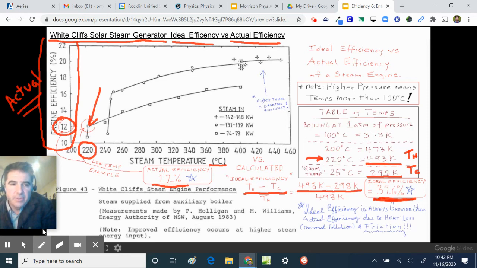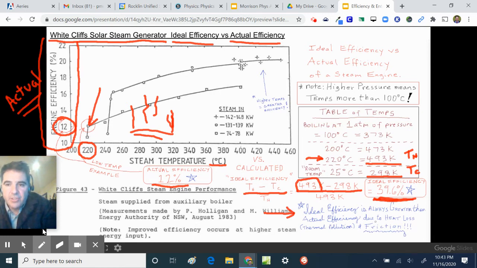There's a second reason. Do you remember our steam engine in class? Do you remember they had pipes, and you could actually see the steam coming out of the pipes a little bit? And you probably could feel heat coming off if you put your hands near the pipes. The heat is escaping. So not all of this 493 kelvins, not all of the potential is actually being used to do work. It's escaping. And so right here it says ideal efficiency is always greater than actual efficiency.